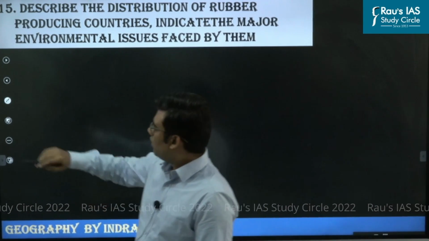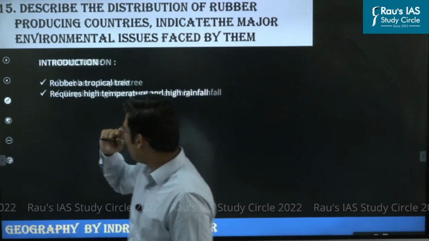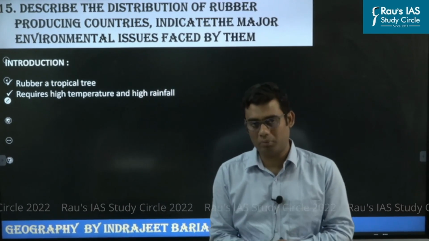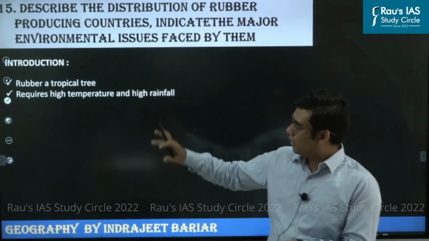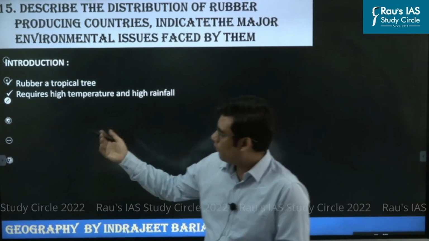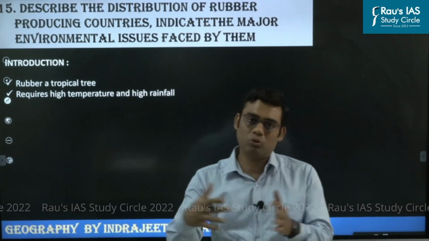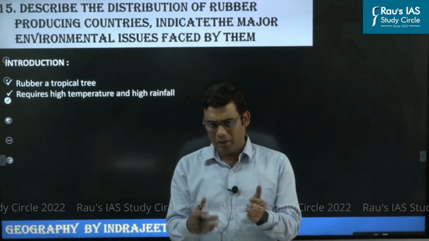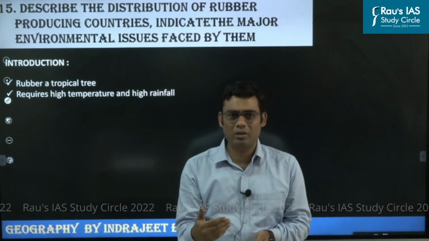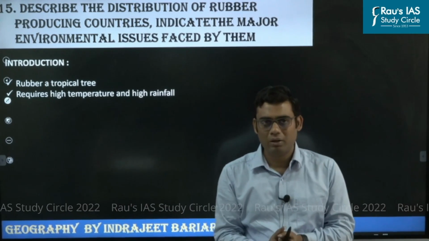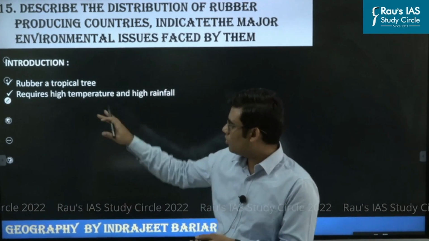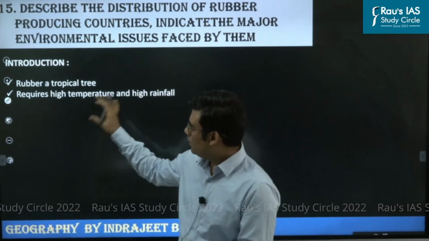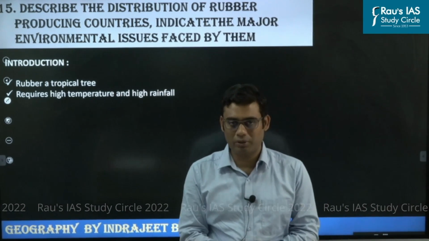In this case, for the introduction part, we'll write about the growth of rubber, in which we can tell that rubber is a tropical tree, and very obviously rubber requires high temperatures almost throughout the year. Not seasonal high temperatures, but throughout the year. Anywhere the temperature goes below 20 degrees Celsius proves detrimental to the rubber tree, so it requires high temperature throughout the year, and along with that, high rainfall. These are the conditions required for the growth of the rubber tree.